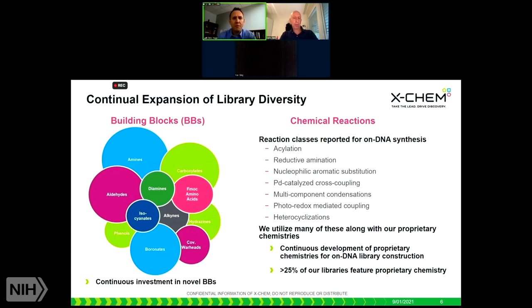About just over 25% of our libraries feature some proprietary chemistry. Now I'll go into some more detail on that a little later in the presentation. But what I really want to focus on is the left-hand side. Building blocks are the key to making quality DNA-encoded libraries, and I'll tell you why.